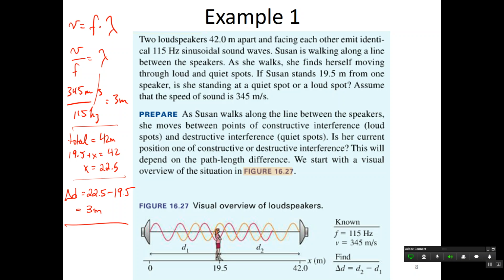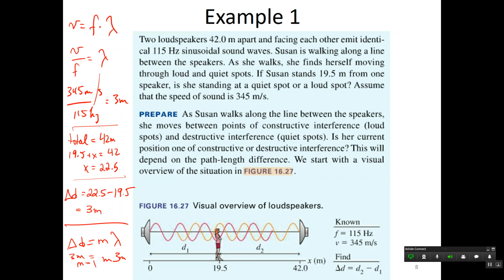So the next step would then be to find out if this is a full integer multiple of the wavelength or an integer plus half integer multiple of wavelength. So which one is it, just by looking at it? Full integer. So delta d is equal to some integer value m, we're going to call it, multiplied by the wavelength. The wavelength is 3 meters. And I'm going to leave it as the variable. And your delta d is 3 meters. So m is equal to 1. So do you have constructive or destructive?